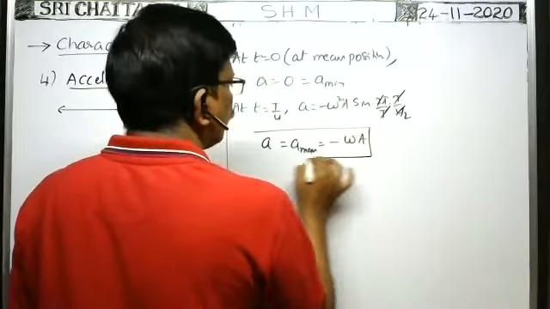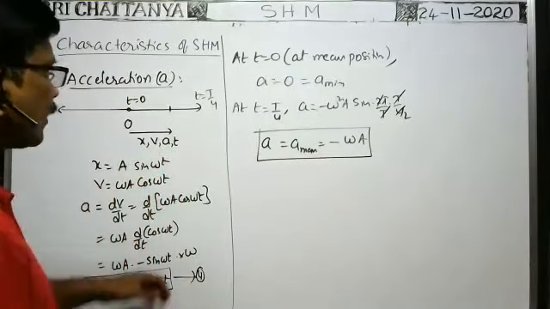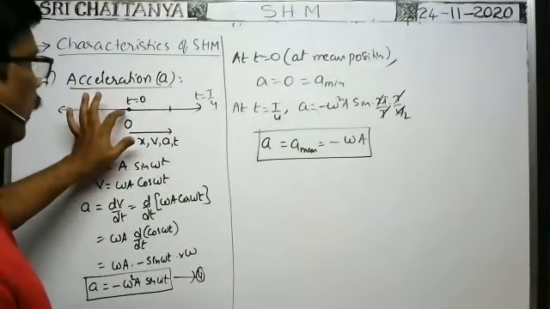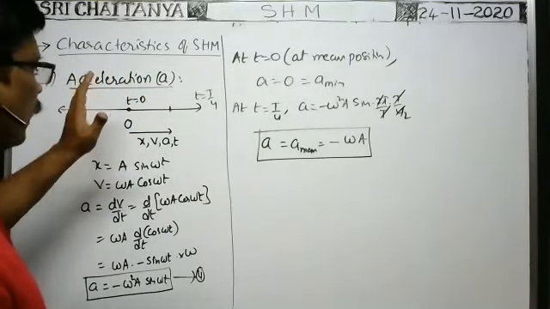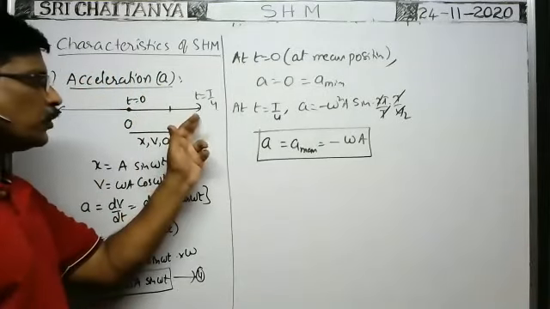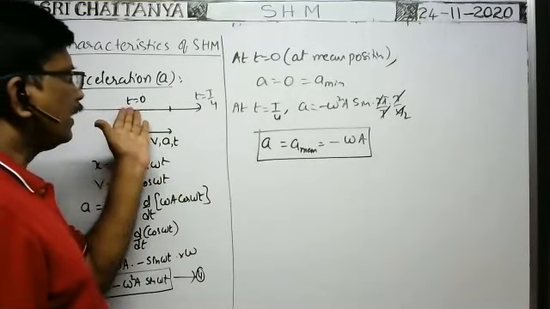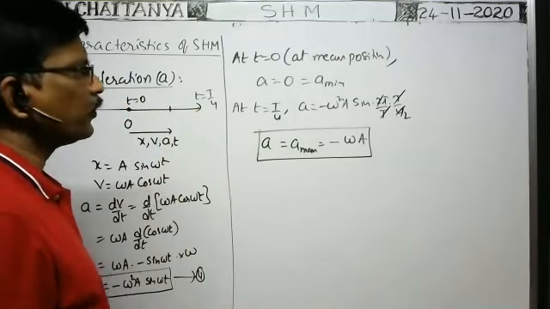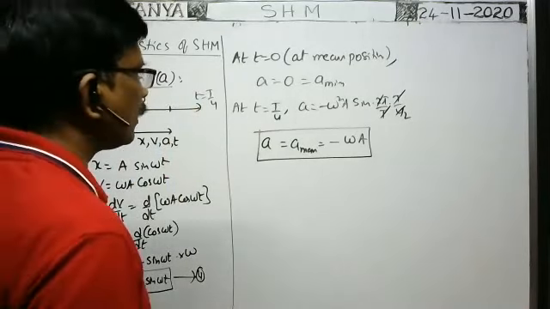This is the formula for maximum acceleration. So at extreme position, acceleration is maximum. At mean position, acceleration is 0. That means when the particle moves from mean position to extreme position, the acceleration gradually increases and becomes maximum at extreme position.